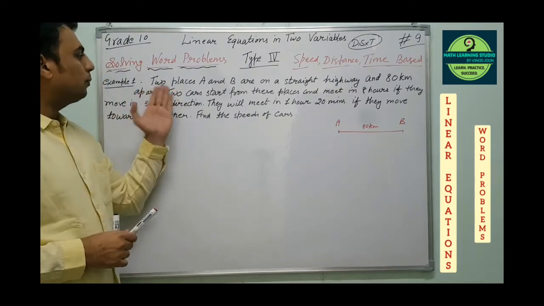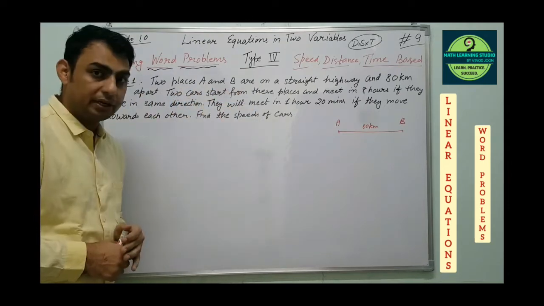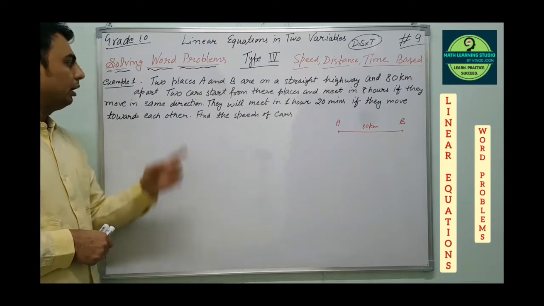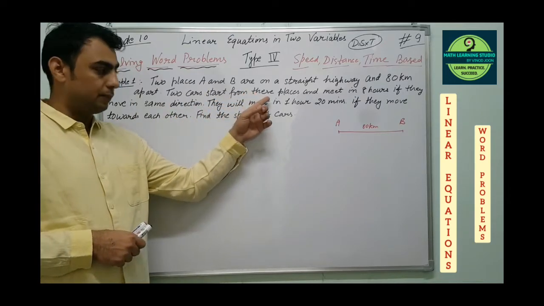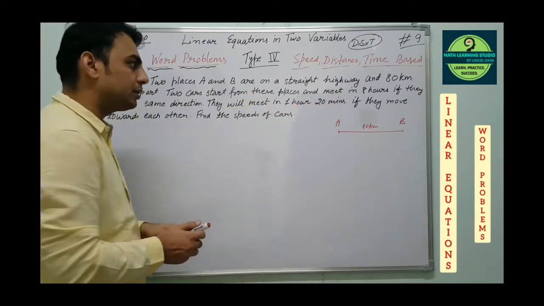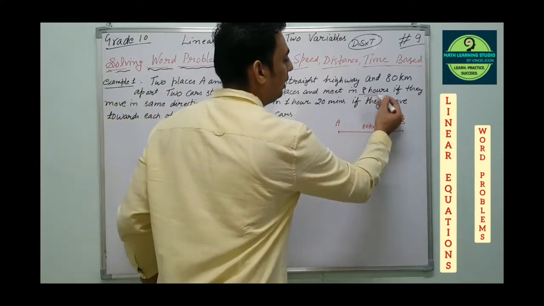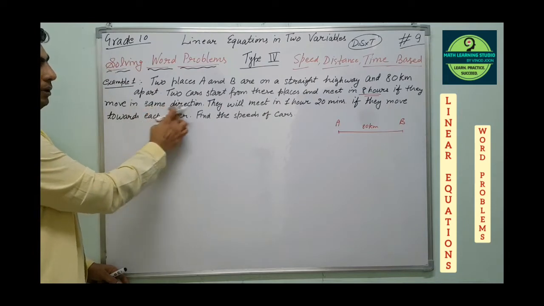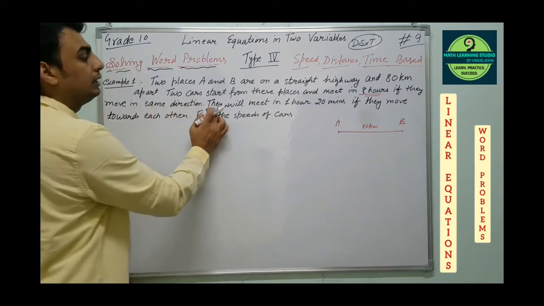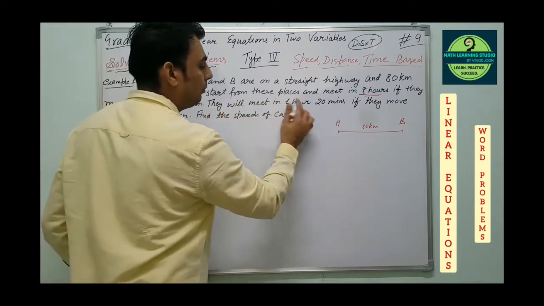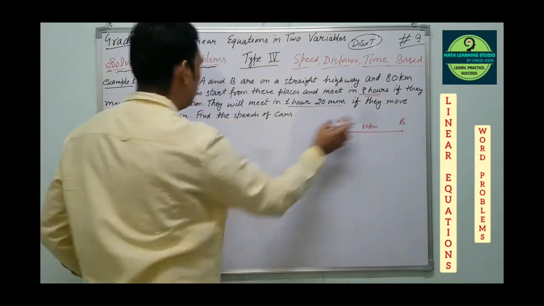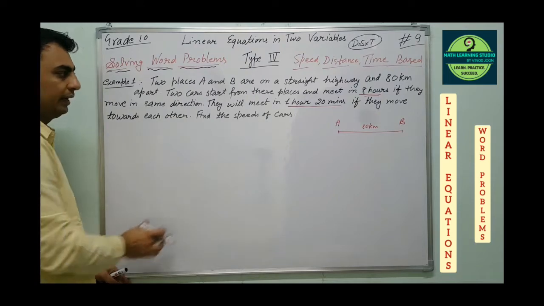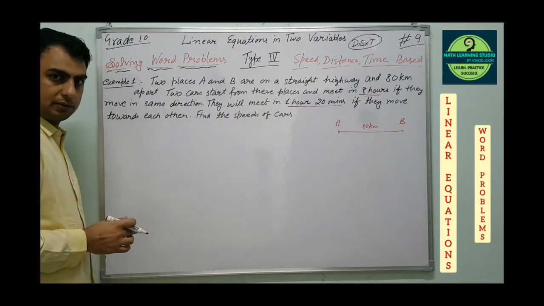It says that two places A and B are on a straight highway and 80 km apart. Okay? Two cars start from these places and meet in 8 hours if they move in same direction. Okay? They will meet in 1 hour 20 minutes if they move towards each other, and we have to find the speeds of the cars.